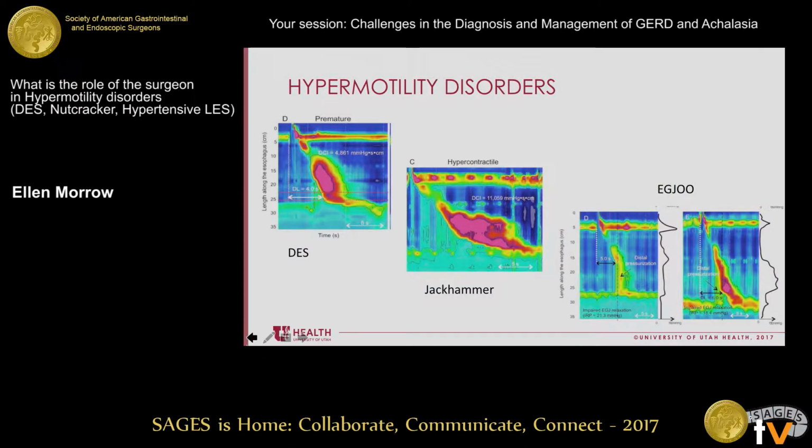So these are some high-resolution manometry pictures that show those hypermotility disorders. In the first picture, you have a premature or spastic contraction that would be characteristic of diffuse esophageal spasm. In the middle picture, you have a hypercontractile, high-amplitude contraction with a DCI of 1100 that would be typical of jackhammer. And the subsequent pictures show EGJ outflow obstruction, so preserved peristalsis with a high LES pressure or IRP.